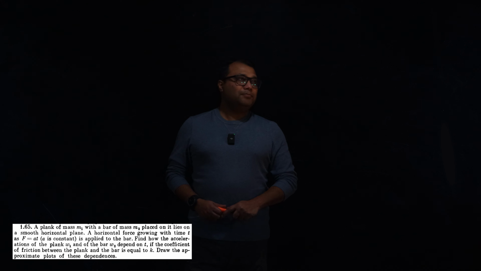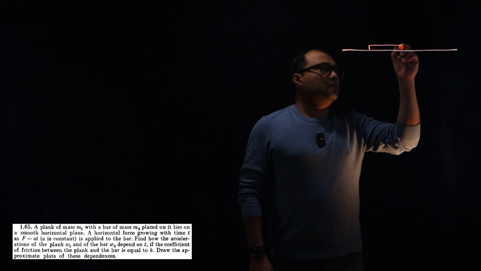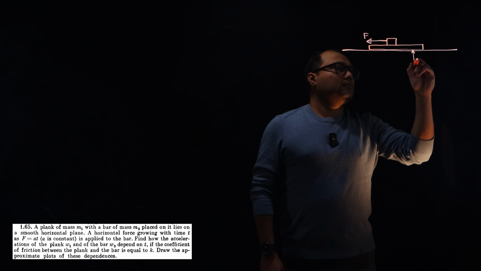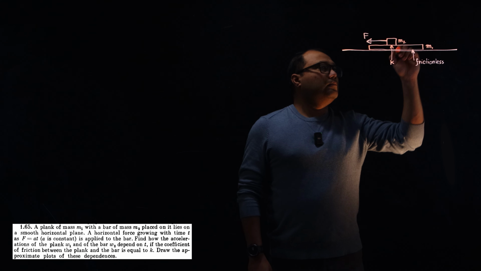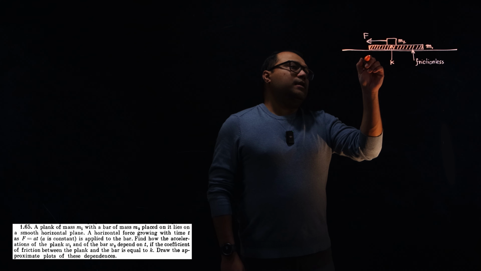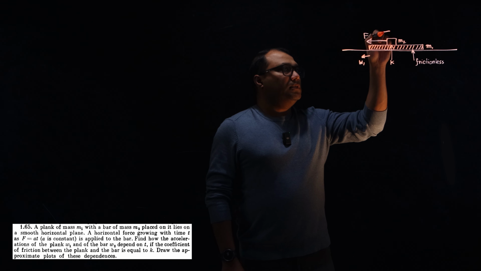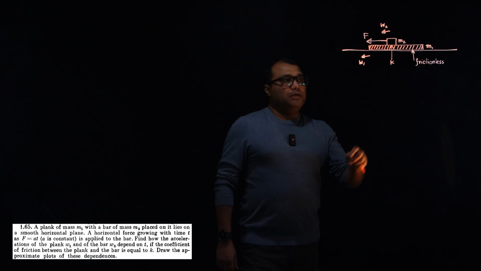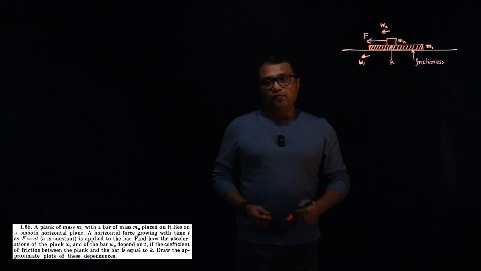Okay, this is a good problem. Let's draw the diagram first. So, this plank is accelerating with w1, let's say. This block, let's say that is accelerating with w2. There is some friction between m2 and m1, but between m1 and the surface there is no friction.